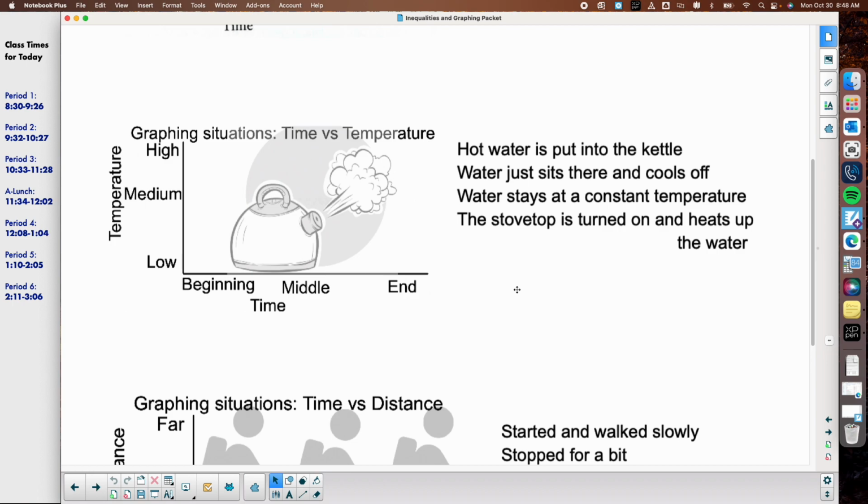It says hot water is put into the kettle. So where is this graph going to start? Well, that would mean low temperature at the beginning, so hot water would be at the top. So let's put a dot where it says high beginning. Yep, good. Now, on the right-hand side, it says water just sits there and cools off. What would happen to the temperature as the water sits there cooling off? Okay, good. So let's draw a line doing that.